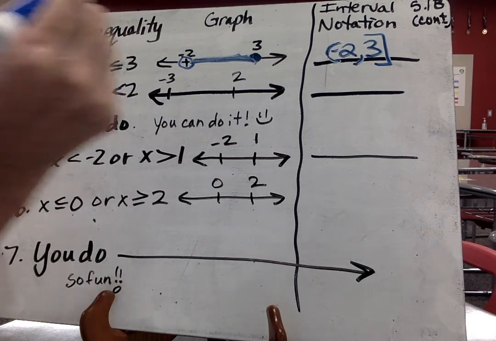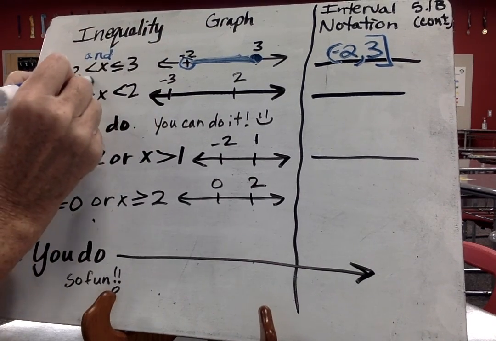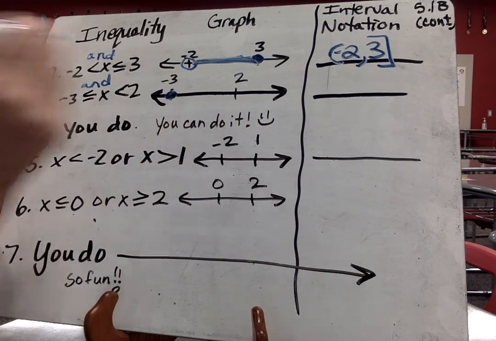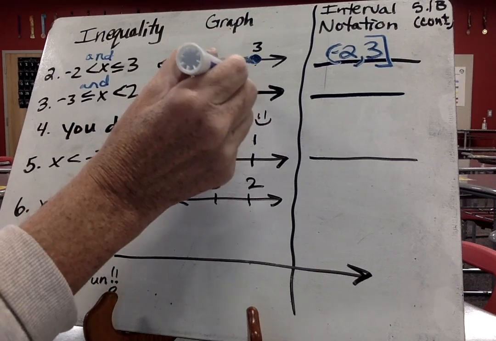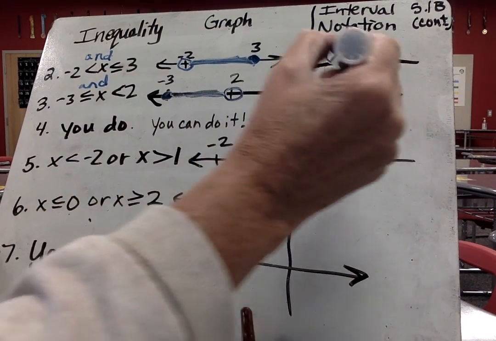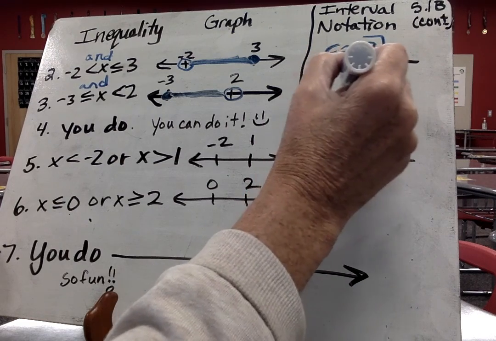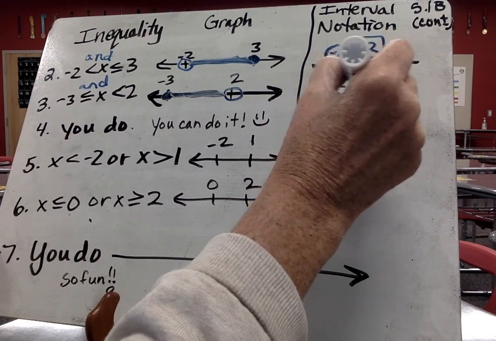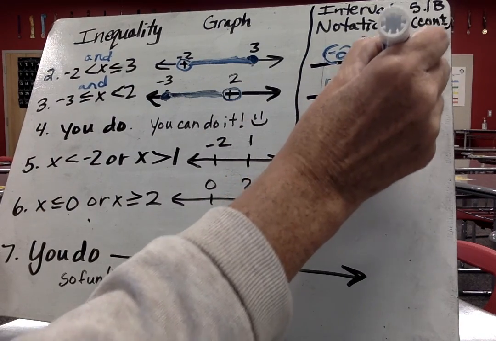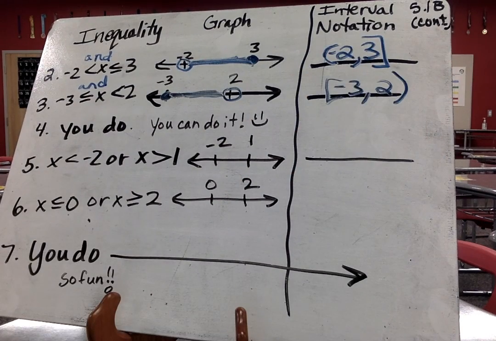Okay, next one, negative 3 is less than or equal to x is less than 2. It's also an and one. This time negative 3 is included, so it's shaded, and then 2 is not shaded, but it's everything in between that counts. So negative 3 is included, so it's a bracket, and then 2 is our boundary on the other side, and that's a parenthesis because it's an open dot and we don't include 2. I'm going to leave you to do number 4, and then we'll go on to number 5.